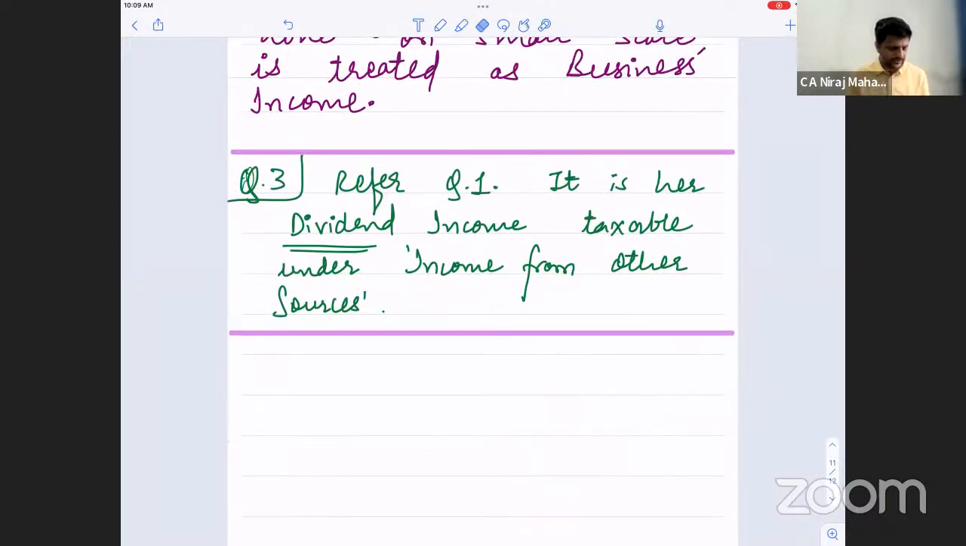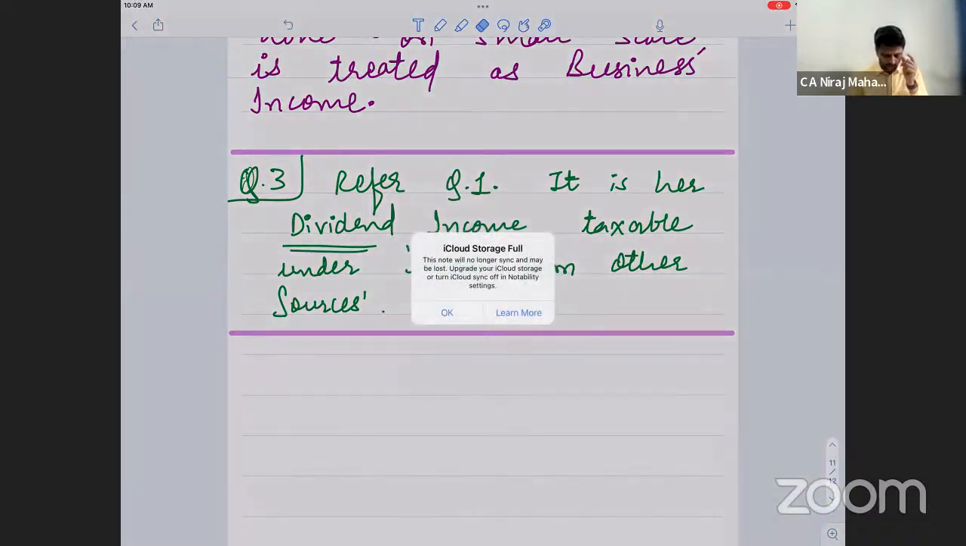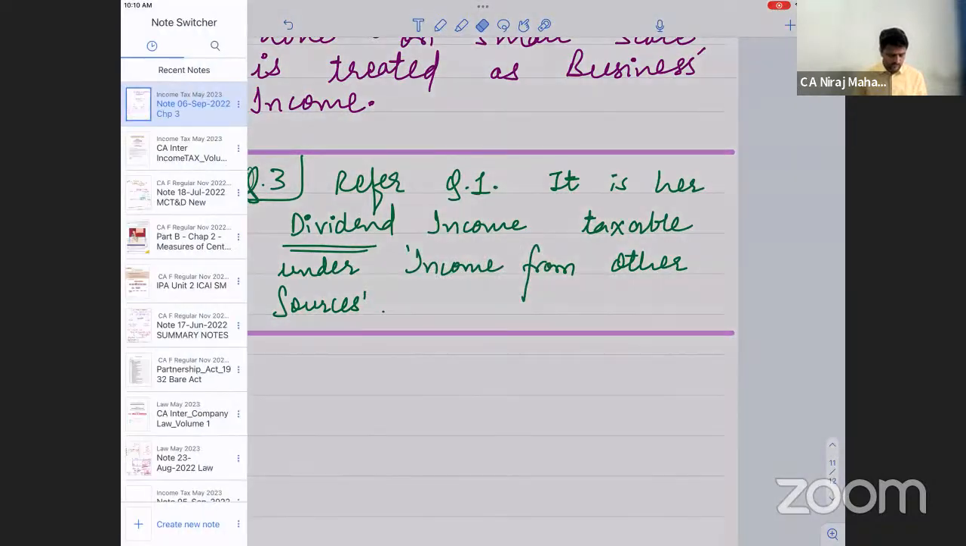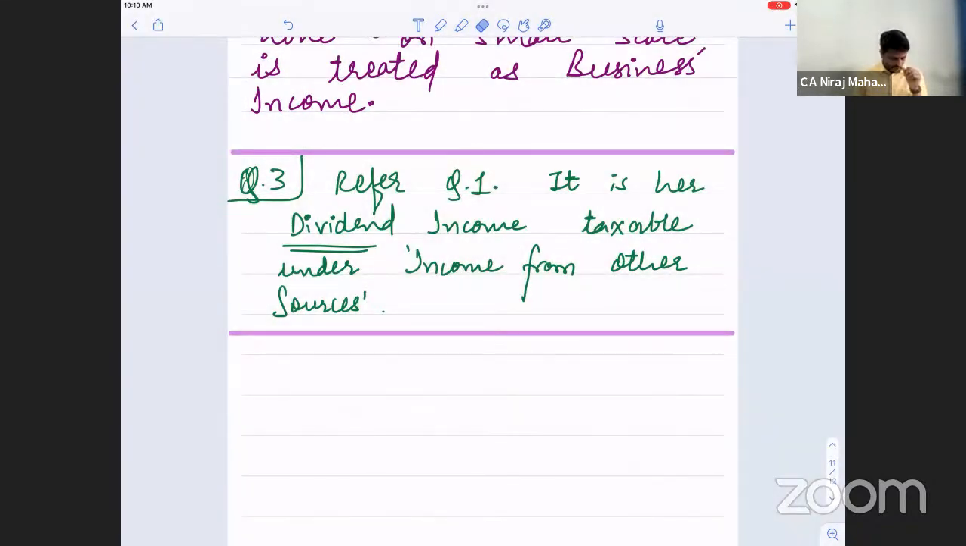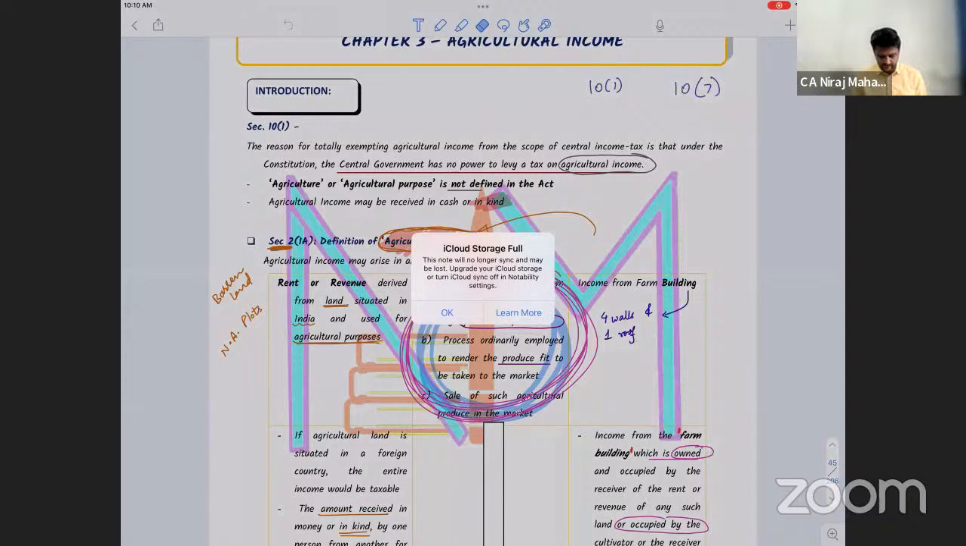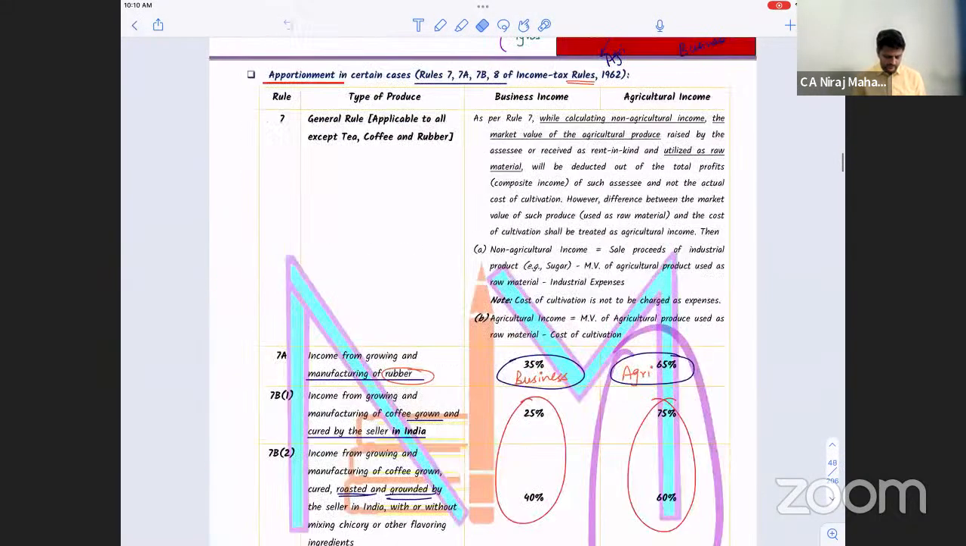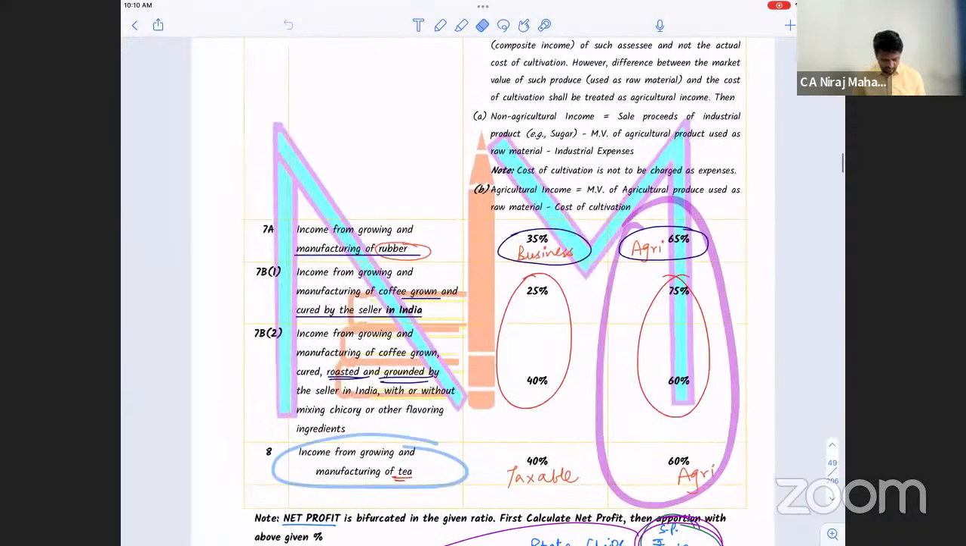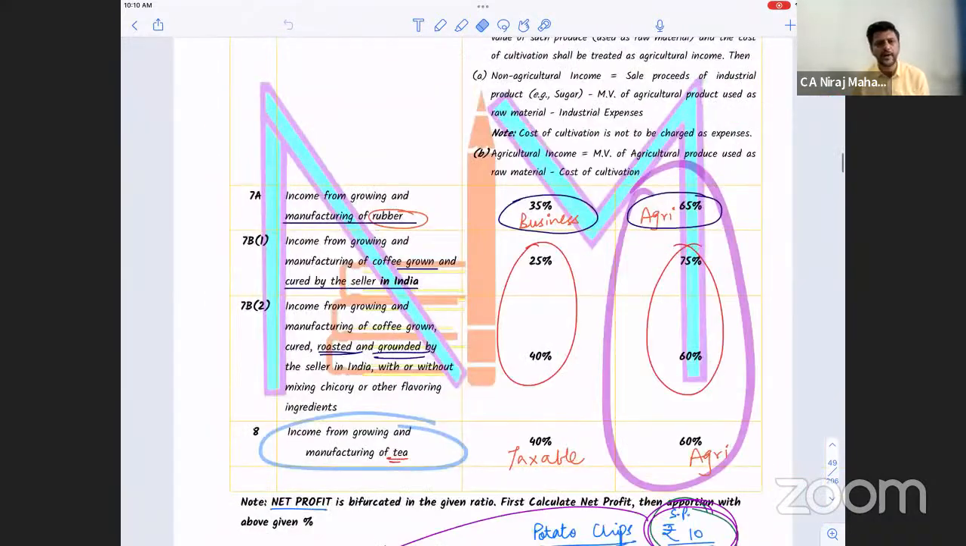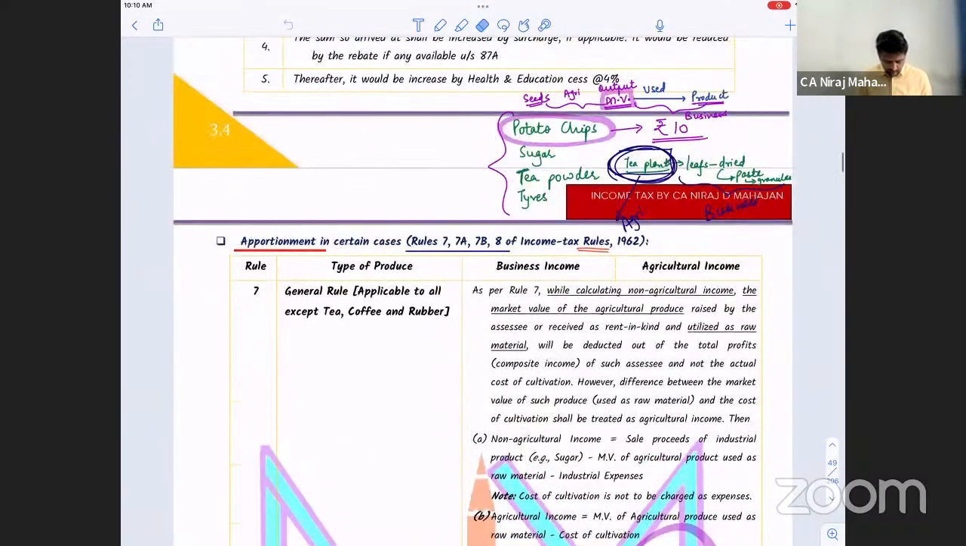Okay, so we've done question number 3 also. Let's do another concept now. Rule number 7 is pending. The apportionment we have to cover. Rule 7A, 7B1, 7B2, and Rule 8 we have covered, because there are fixed percentages given. That was quite easy. What do we have now?